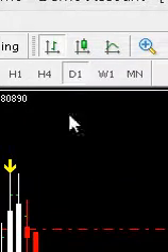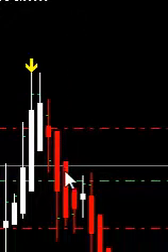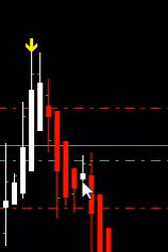Right now I'm on a daily chart. Each bar that you see represents one full day, 24 hours.